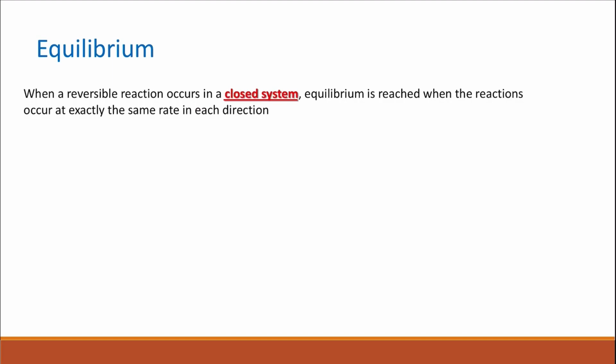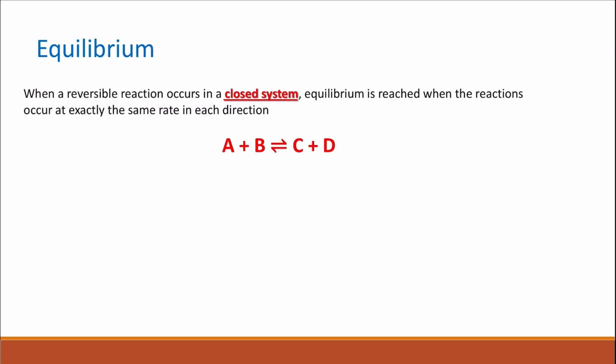So what do we mean by closed system? A closed system is a system where nothing escapes and nothing gets in. So that's basically a closed system. None of the reactants or products are allowed to escape, or anything to get into the system. So if a reversible reaction occurs in a closed system, equilibrium will always be reached. And when equilibrium is reached, both reactions will occur at the exact same rate.